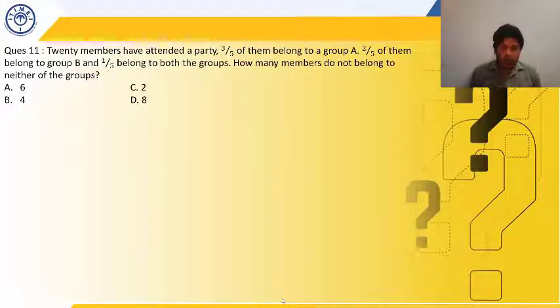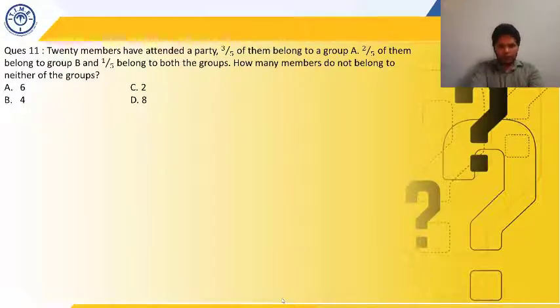Okay, so what has been given in this question: 20 members have attended a party, 3/5 of them belong to group A, 2/5 of them belong to group B, and 1/5 of them belong to both the groups A and B. So how many members belong to neither of the groups? So we need to find out those members who do not belong to either A or B.